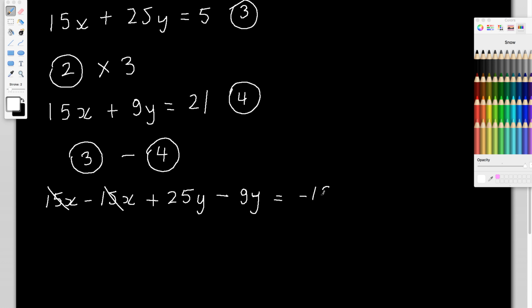Negative 16. You can actually write 5 minus 21 in this first step, just so it's more clear in your workings what you've done. So equation 3 minus equation 4. Now we will collect the like terms here. So I've got 16y equals negative 16. So y would be equal to negative 16 on 16, which is negative 1.